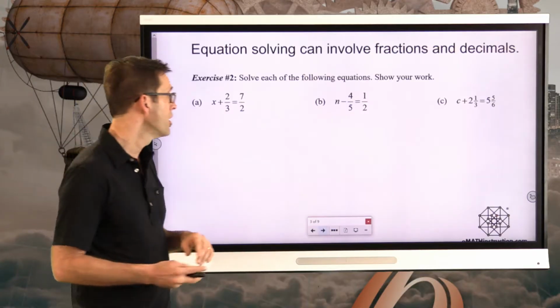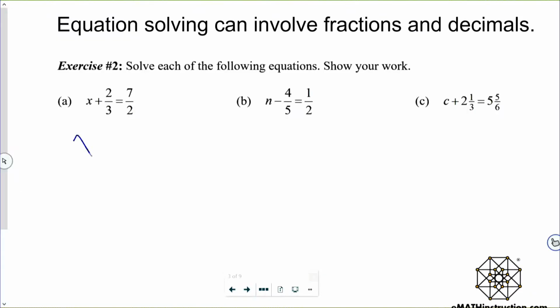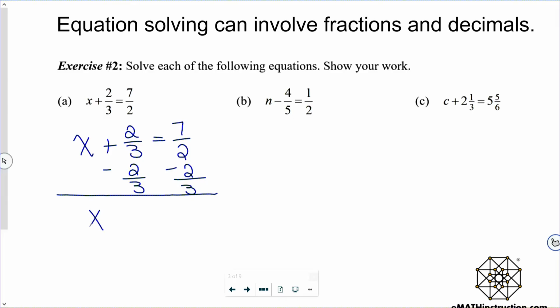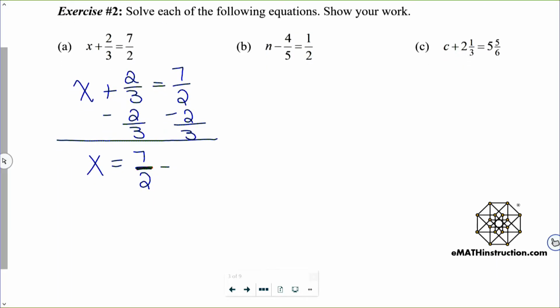So for letter A, if I've got x plus 2/3 is equal to 7/2, then in order to solve this equation, I'm going to need to subtract 2/3 from both sides. Now, that's where it becomes kind of annoying, because I'm going to have 7/2 with a red fraction bar.